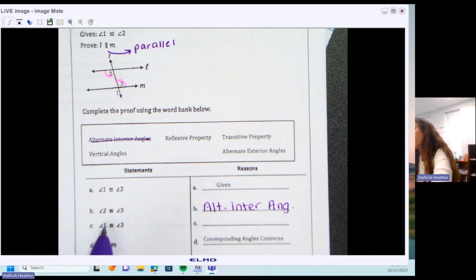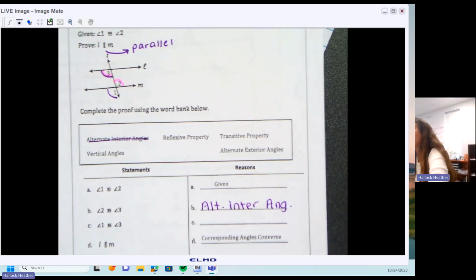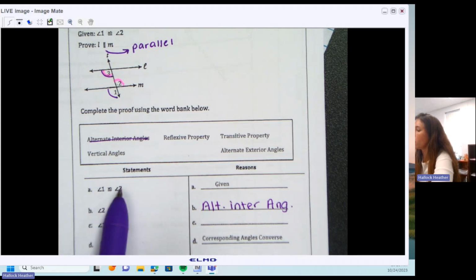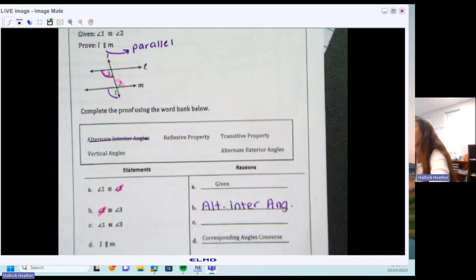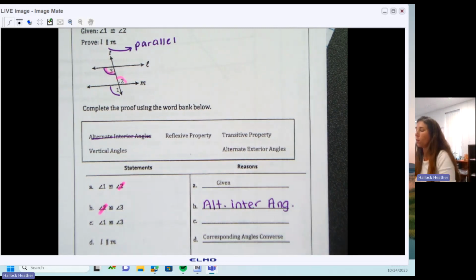The next one says 1 and 3 are congruent. If I look at 1 and 3, 1 is here, 3 is here. Those are congruent to each other. They're actually corresponding angles. Corresponding angles is not one of my definitions that I have. So if I look at the information I'm given, I know 1 is congruent to 2, 2 is congruent to 3, and then they jump to 1 is congruent to 3 because they're justifying if I know 1 is congruent to 2 and I know 2 is congruent to 3, I can take out that middleman and just say that angle 1 is congruent to angle 3 using the transitive property.